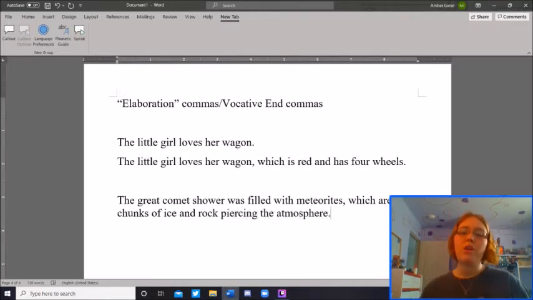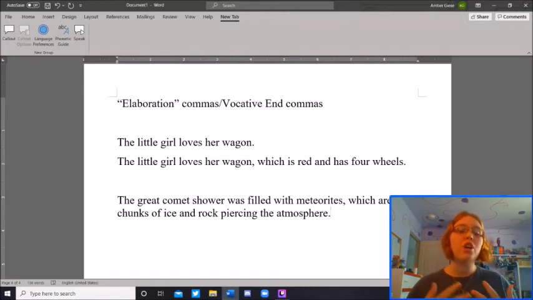The Great Comet Shower was filled with meteorites, which are chunks of ice and rock piercing through the atmosphere. I'm explaining what meteorites are at that point.